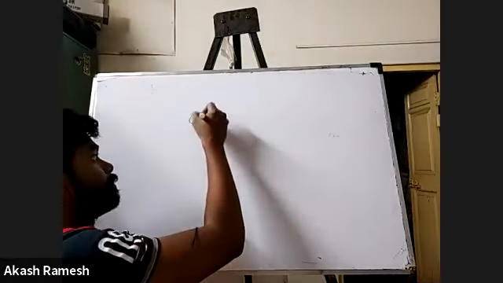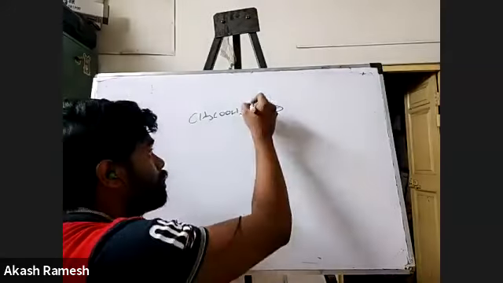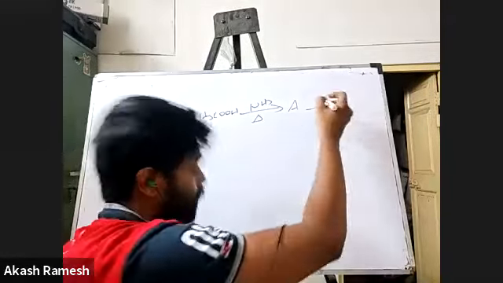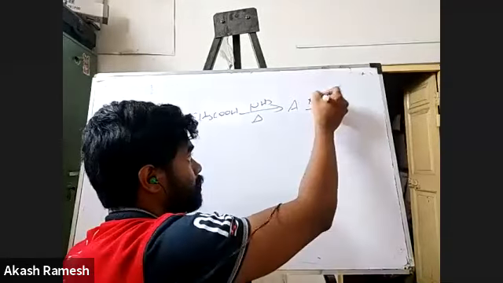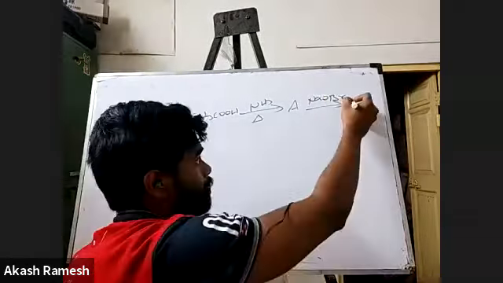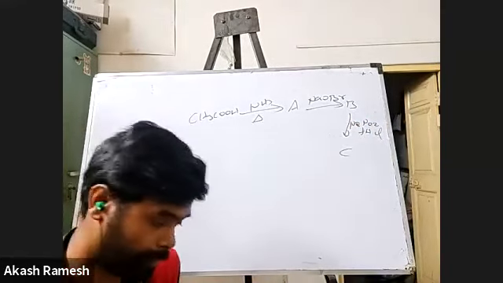So you have CH3COOH with NH3 by heating. You have A with NaOBr forming B, and B with NaNO2 plus HCl forming C. Identify A, B, C.